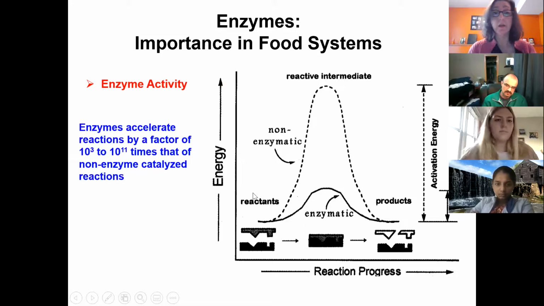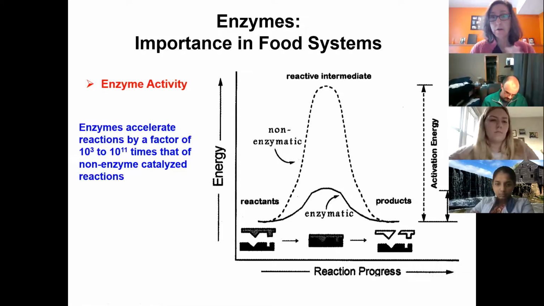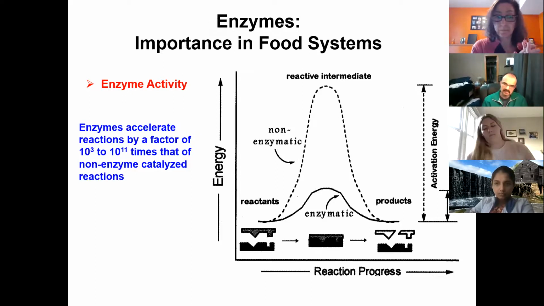Okay, good. Another basic thing to remember is activation energy. An enzyme reduces the activation energy. By that, the rate of the reaction is multiplied by a lot. So 10 to the 3 to 10 to the 11 times, you can get the speed of the reaction to be increased or accelerated.